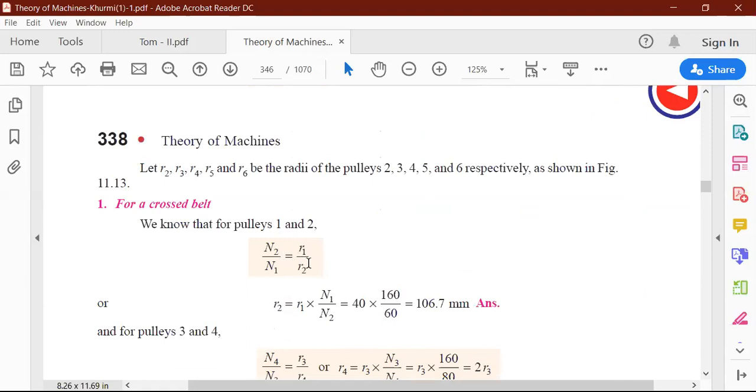Okay, so here we know the value of N2, the value of N1, and the value of R1; only R2 is unknown. So from this we get the value of R2. R2 is R1 into N1 divided by N2, 40 multiplied by 160 divided by 60. So your answer is 106.7 mm. So you get the value of R2.